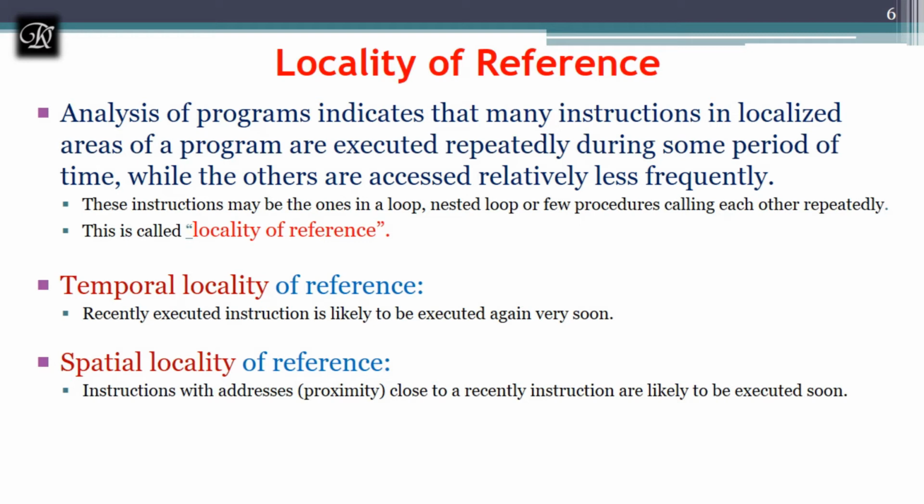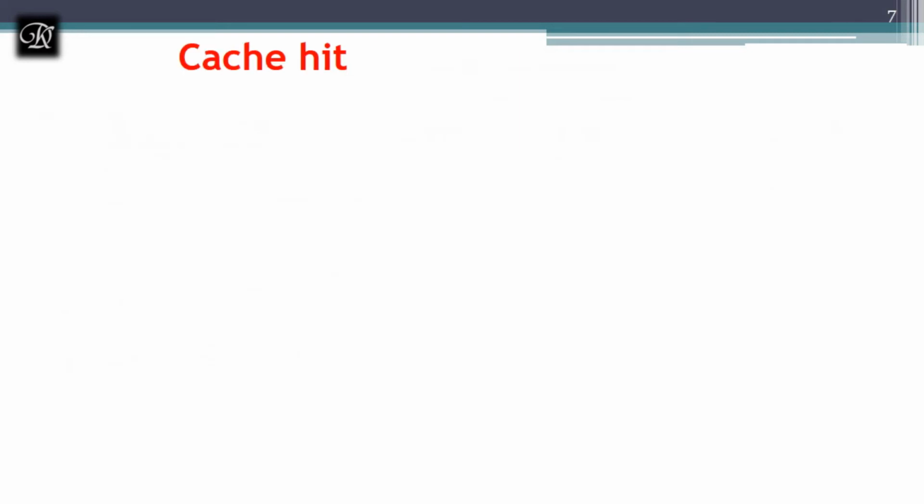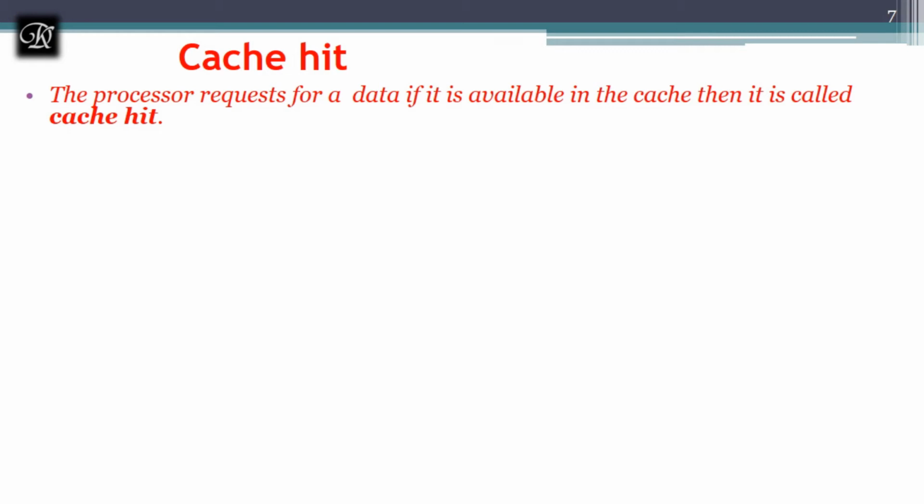We have seen that when a processor requests a block or data, and if it is available in the cache, then it is called a cache hit.